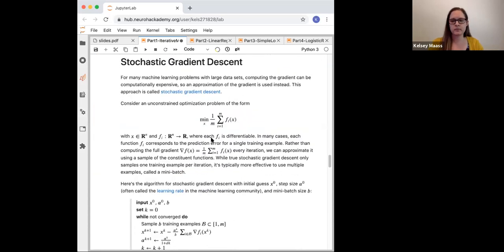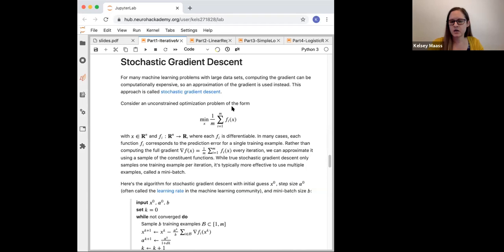Our next algorithm is stochastic gradient descent. And this is a really important algorithm for machine learning problems in particular, because with so much data, it can become really expensive to actually compute the gradient. So instead of computing the full gradient, we just approximate it.